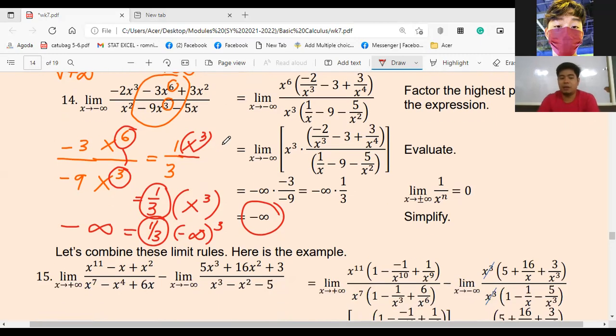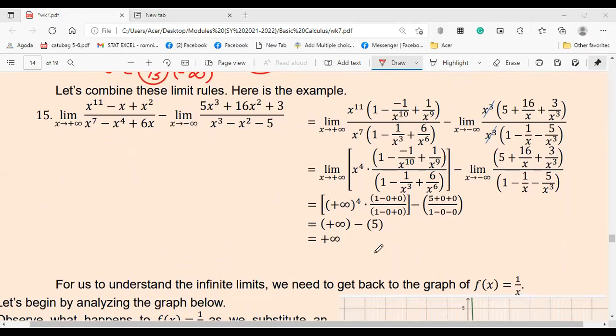Isn't it? Okay? Let's try to combine them all. X raised to 11 minus x plus x squared over x raised to 7 minus x raised to 4 plus 6x as x approaches positive infinity. But before we answer that one, we have to understand again the three cases. When d is equal to n, what you're going to do, get the ratio. When the denominator is greater than the numerator, 0. When the numerator is greater than denominator, infinity. Infinity, ibig sabihin, you have to determine the final sign. Is it positive or negative?